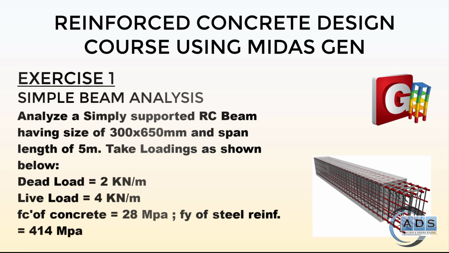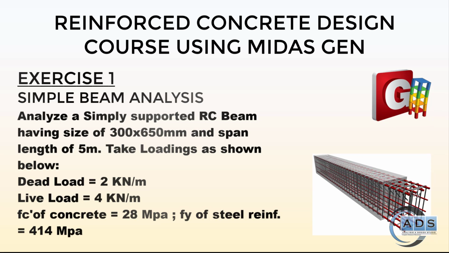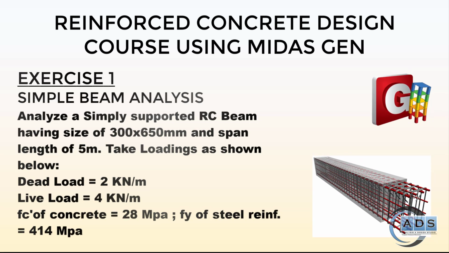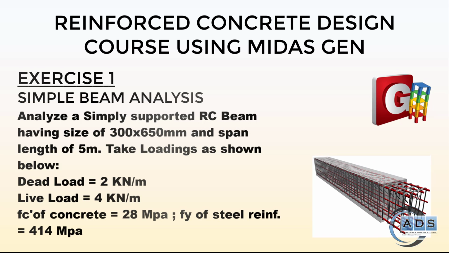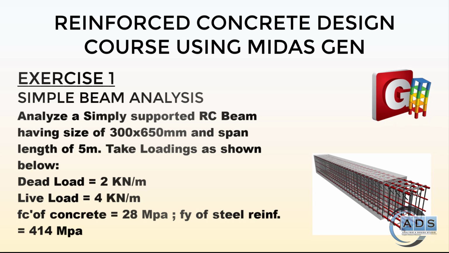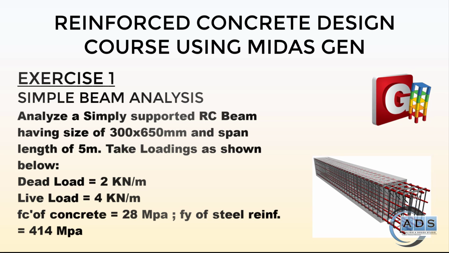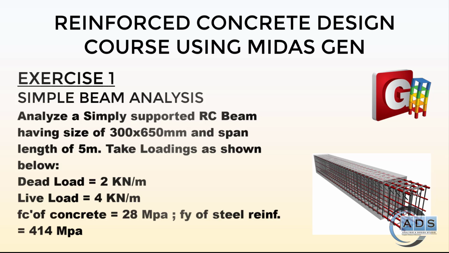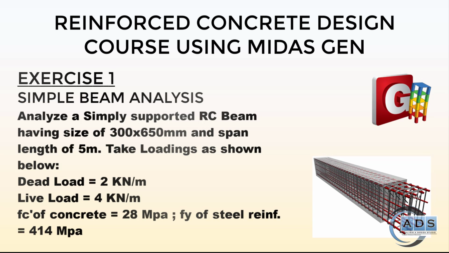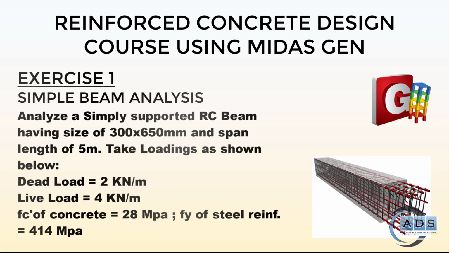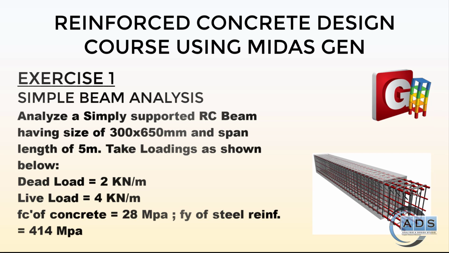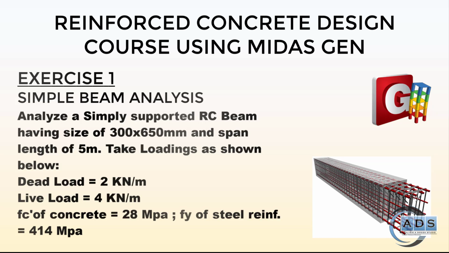Here is the problem statement. Analyze a simple supported RC beam having size of 300 by 650 mm and span length of 5 meter. Take the loadings as shown. The dead load is to be 2 kN per meter. Live load is to be 4 kN per meter. Compressive strength of concrete is 28 MPa and Fy of steel reinforcement is 414 MPa.